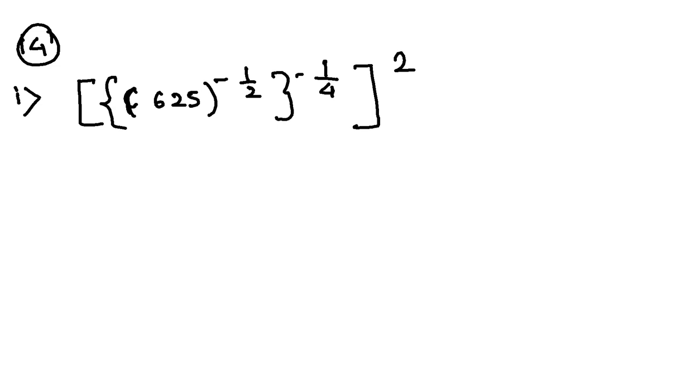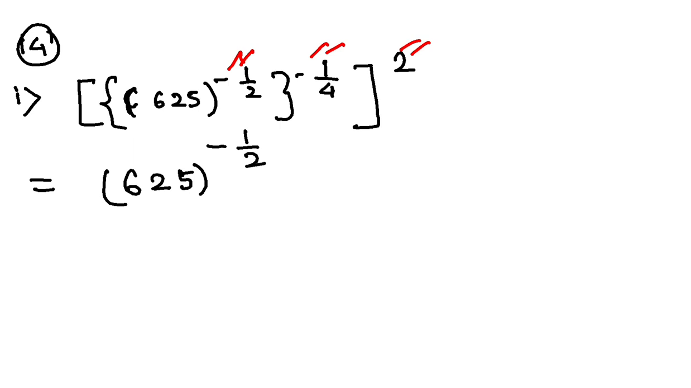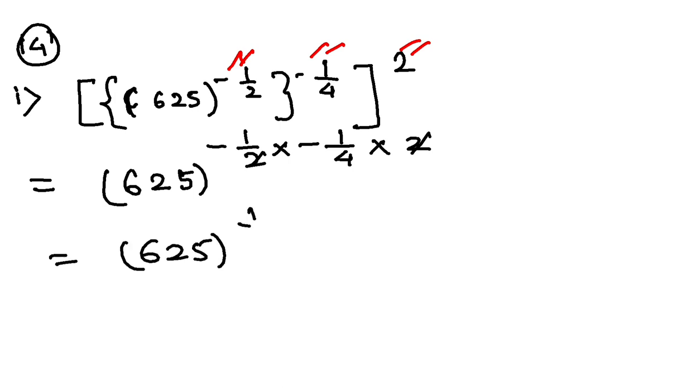Alright, so this looks like a very dangerous question, but it's actually very simple. 625 whole to the power, this is a power, this is a power, this is a power, so all the powers will be multiplied. So minus 1 by 2 into minus 1 by 4 into 2, 2 and 2 cancelled, so 625 whole to the power plus 1 by 4, and we know 625 is 5 to the power 4, so 5 to the power 4 into 1 by 4, 4 and 4 cancel, 5 to the power 1, all means 5.